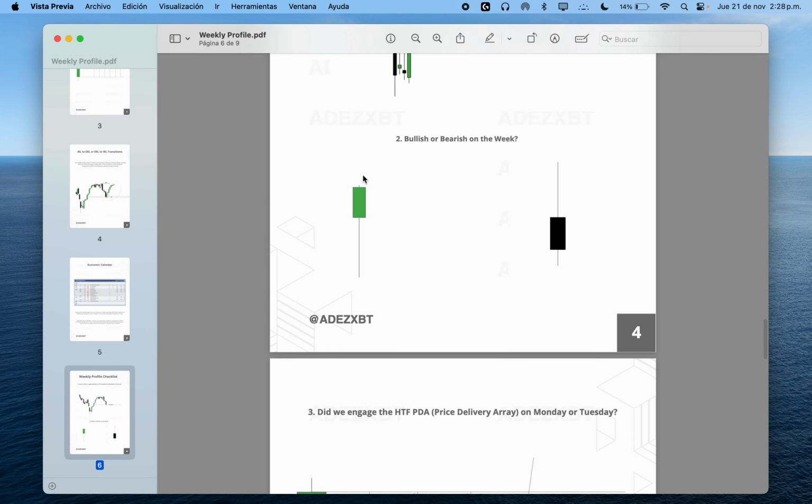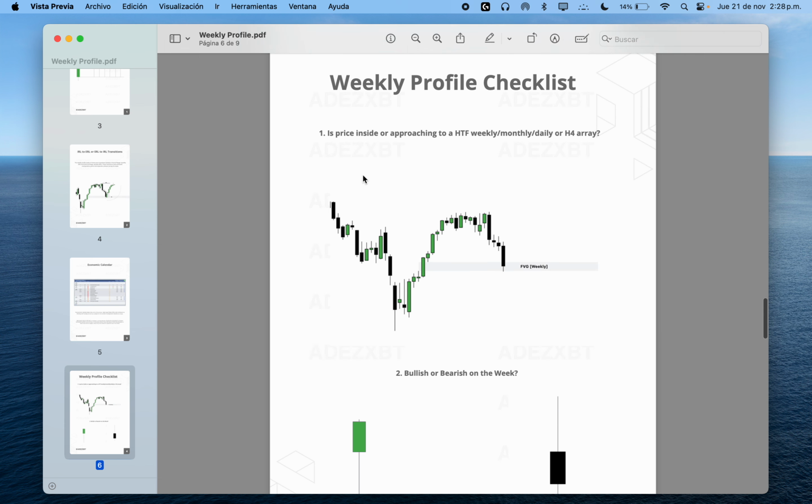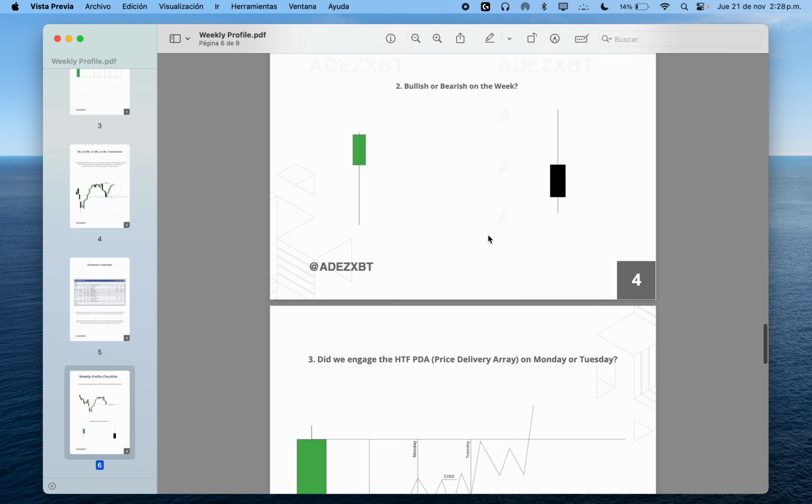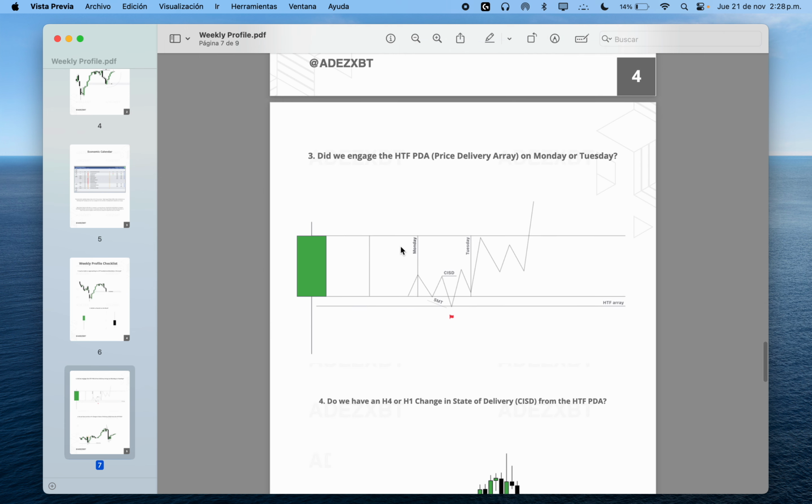So you want to ask yourself, do you think that price is going to print bullish or bearish on the week based on the economic calendar and based on where price is right now? Is price approaching a weekly level, monthly level, daily level? And did we engage a high time frame array on Monday or Tuesday? For example, you see here, it's Monday, Tuesday. Let's say this is the open, this is Sunday open. We have Monday chop. Monday often creates this range for the week. Monday high, Monday low.